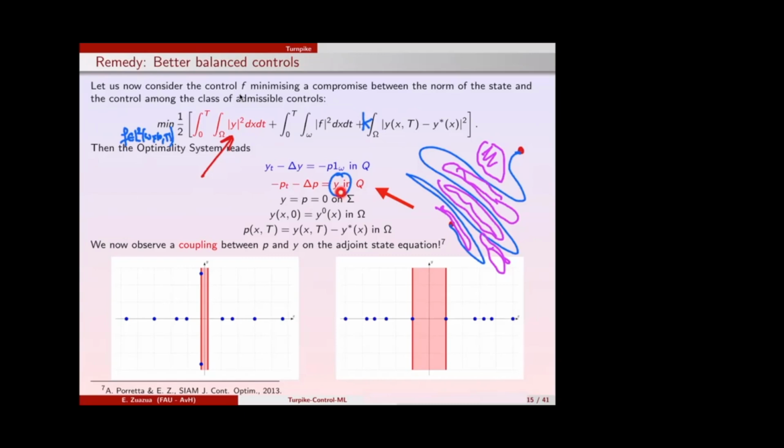What is more relevant here is that now this system is fully coupled. You cannot compute Y without P, but you cannot compute P either without Y. You have to compute the two of them together. But this is tricky actually, right? Because this is not a Cauchy problem. I have an initial datum for Y, but I have a final datum for P. This is not a Cauchy problem.